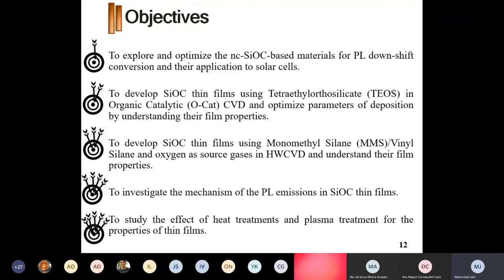Here I want to say that last year we were using MMS gas and it was finished. So now in the future we will use vinylsilane. I have not explained about vinylsilane yet, but in the future I will explain about this also.